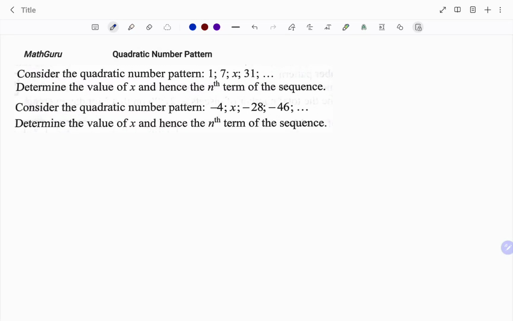In this video, I'm going to show you how to solve the following quadratic number patterns.